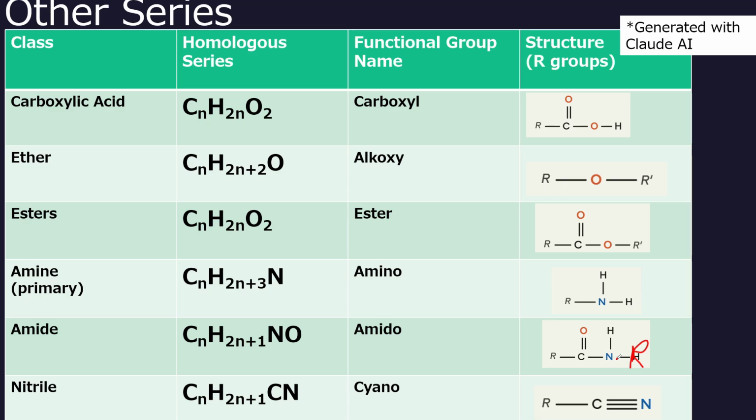Okay, then nitriles, CnH2n+1CN, cyano functional group. I think I didn't mention that's the functional group name in my previous video, but nitriles are not really part of the IB curriculum. So I don't think you'd be tested on the functional group name of that, but just so you know, it's good to know. R, C triple bond N.